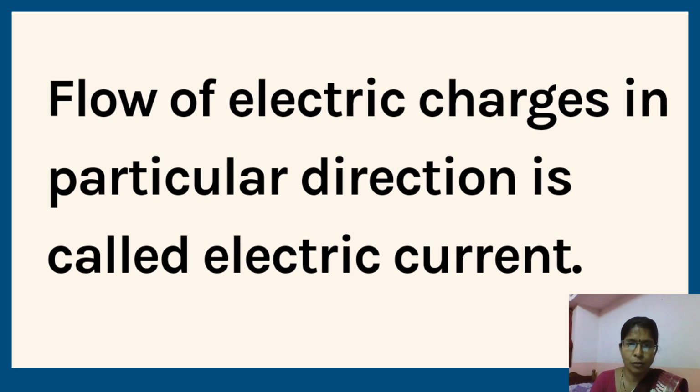So what do you call the flow of electric charges in a particular direction? It's called electric current. You can also be asked in the other way, like what is electric current? Electric current is a flow of electric charges in a particular direction, which you can observe when the conductor is connected in a circuit.